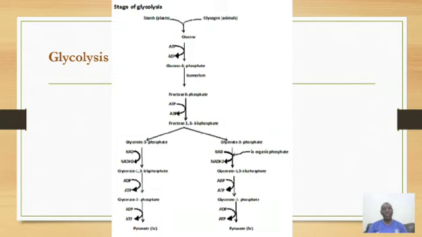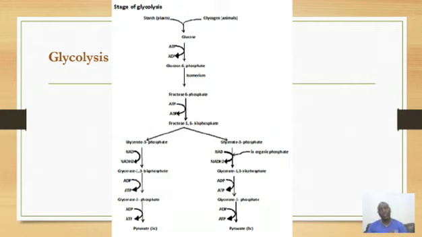Addition of an inorganic phosphate. It also undergoes dehydrogenation. Hydrogen atoms are removed. They combine with NAD, forming NADH2 or reduced NAD. Glycerate 3-phosphate, after undergoing phosphorylation and dehydrogenation, forms glycerate 1,3-bisphosphate, also called triose bisphosphate, that then undergoes dephosphorylation.